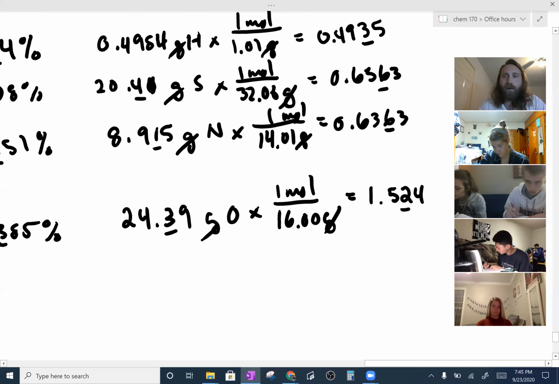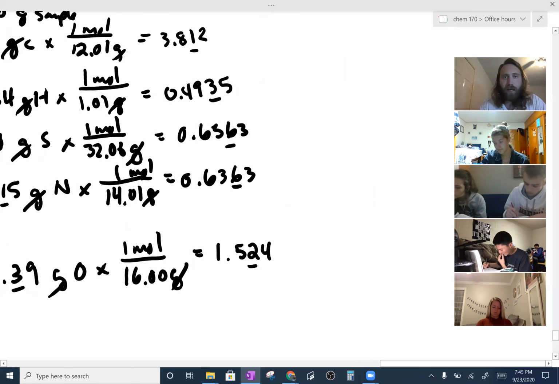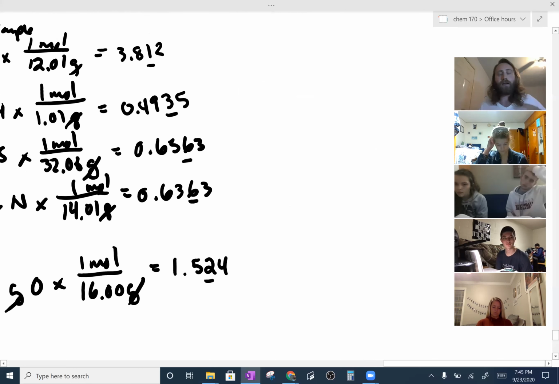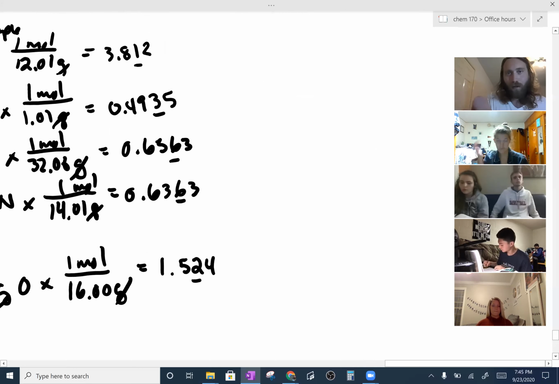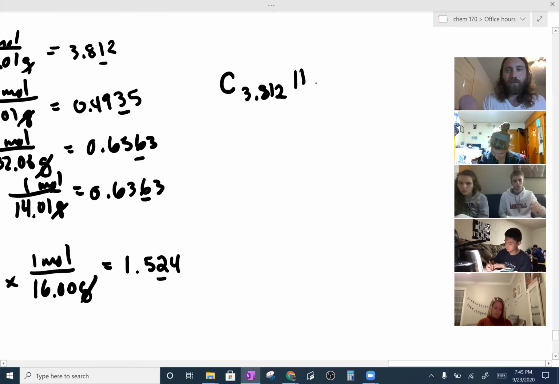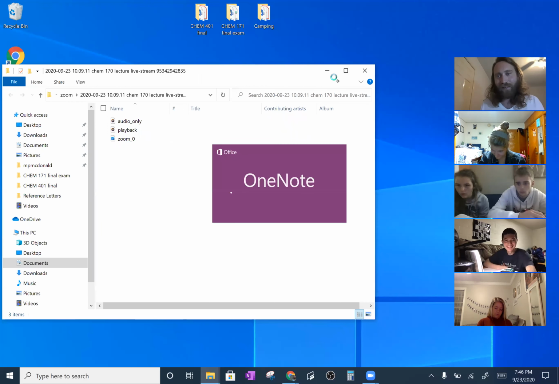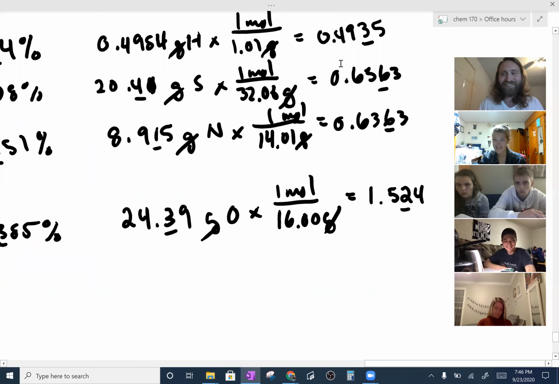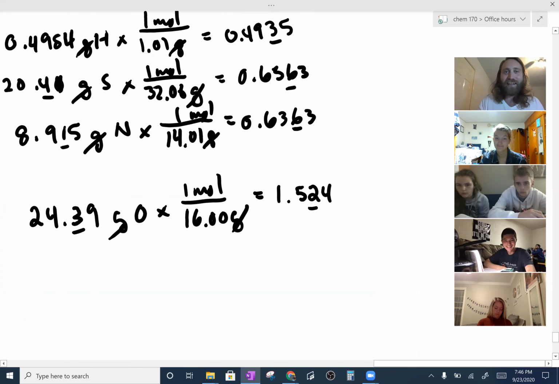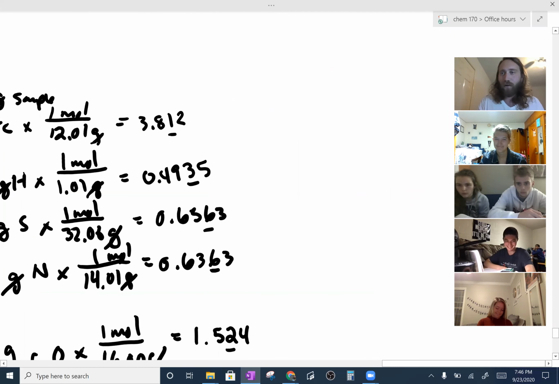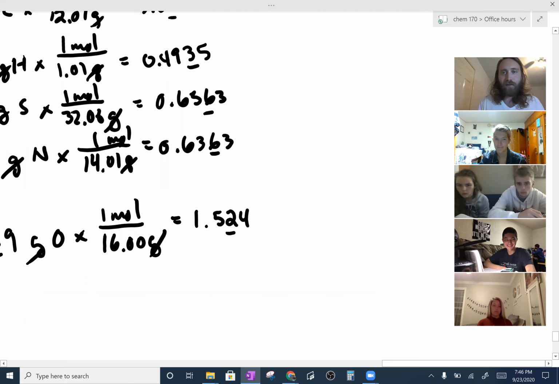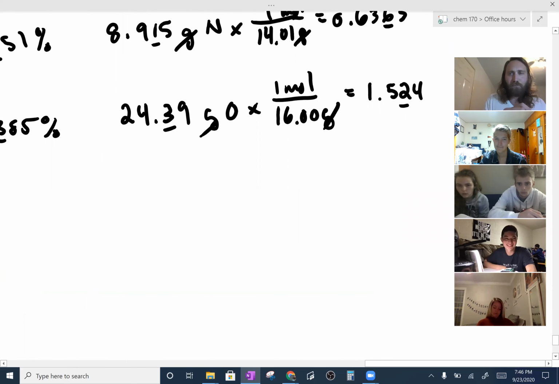Okay, now we have all the moles, and we can put this together in a pseudo empirical formula. So we have carbon 3.812, hydrogen 0.4. Come on, OneNote. We're so close. We're losing a little bit of data every time. Maybe it's because I'm going too far to the right. Let's go down instead and try that out.